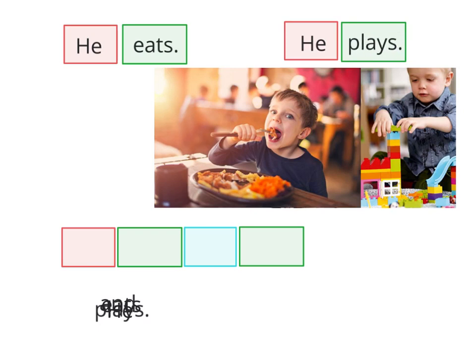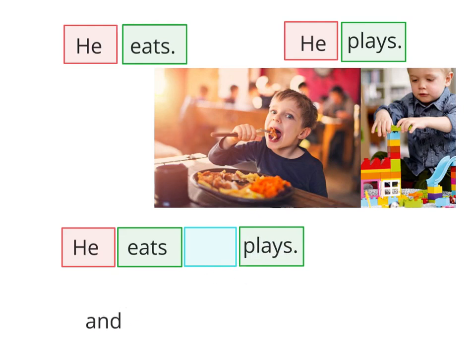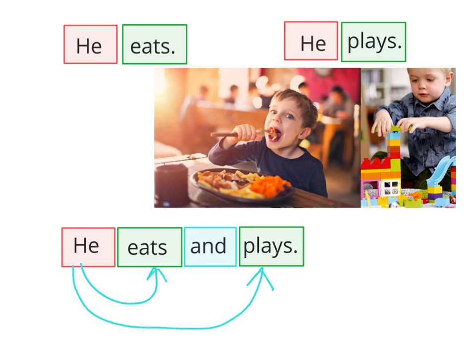Now, we are going to pretend that this is the same boy. I know he doesn't look the same in both pictures, but we can pretend. So now we have the same boy doing two different things. He's eating and playing. So we can take our boy, he, and we can say that he eats, and we can say that he plays. And we combine eats and plays with the word and. So now we have one subject doing two different things. This boy is eating and he is also playing. He is doing both verbs.